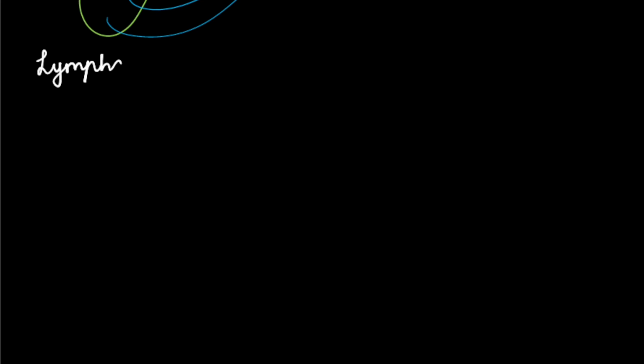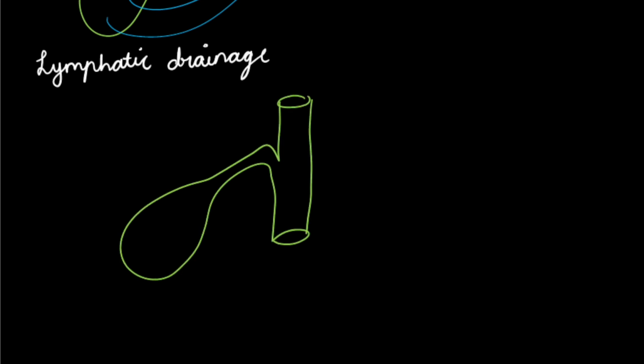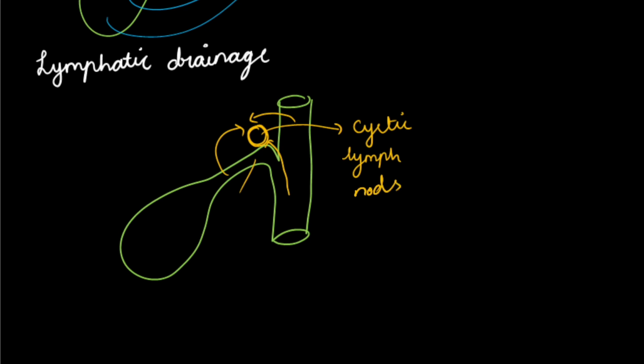Then comes the lymphatic drainage of the gallbladder. Here the lymph from the cystic duct, hepatic duct and upper part of the bile duct gets drained into the lymph node, which is none other than the cystic node, present in between the cystic duct and the common hepatic duct. This is the cystic lymph node. It collects lymph from all these areas and drains directly into the hepatic nodes.